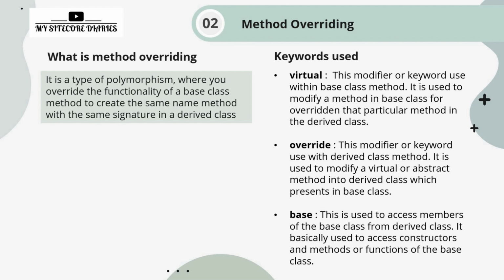Base. This is used to access the members of the base class from the derived class. It is basically used to access the constructor and methods or functions of the base class. So if you have the same method name in both places, parent and child, but you want to access the base method, then you have to use the base keyword.